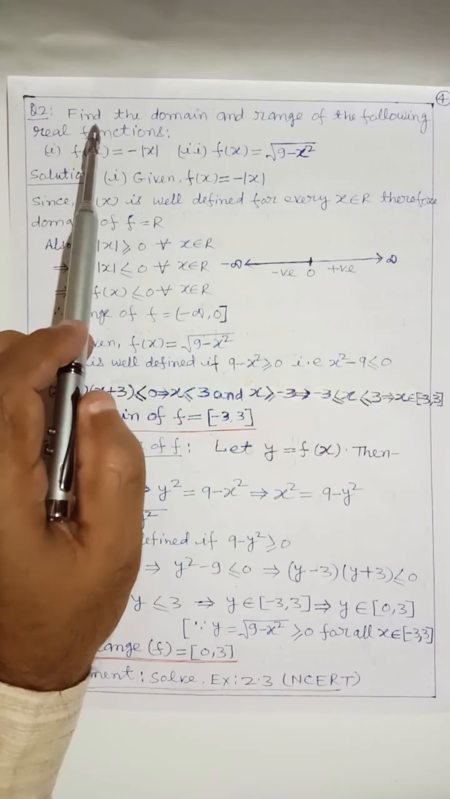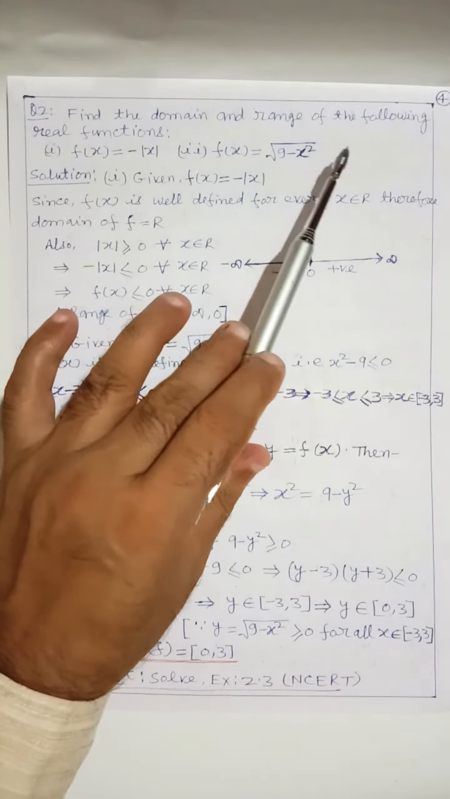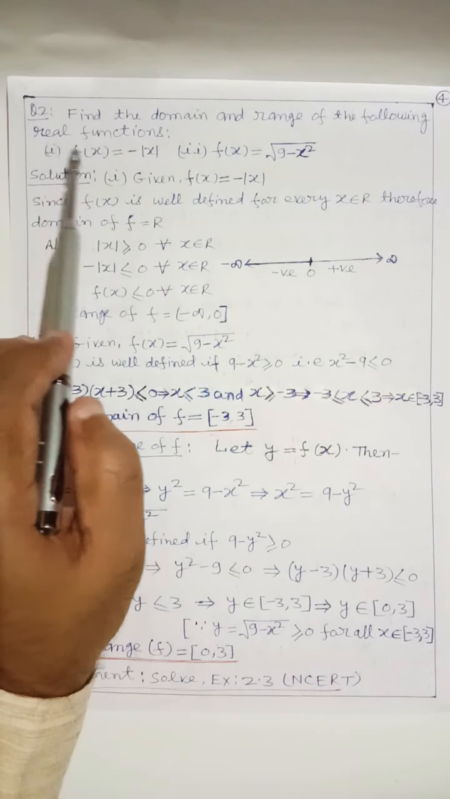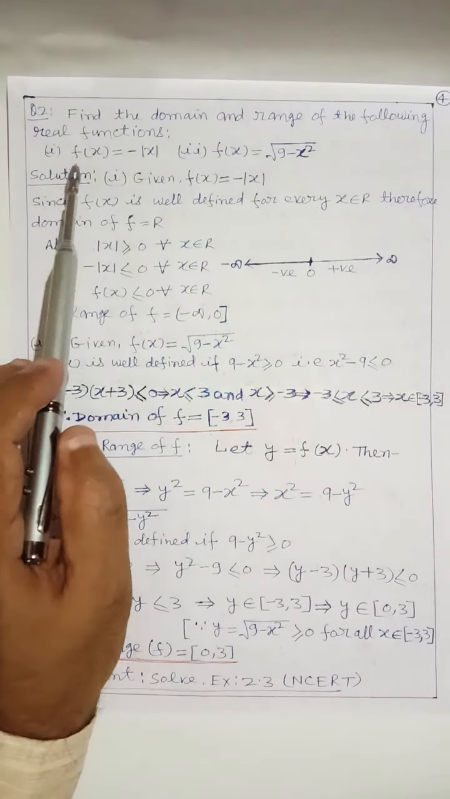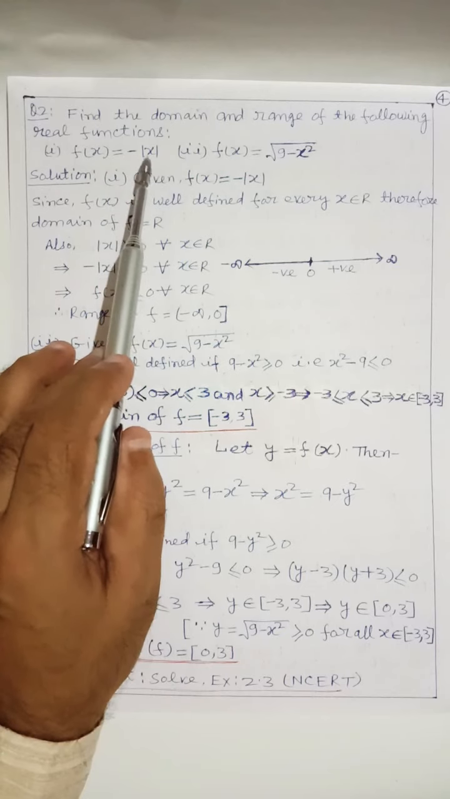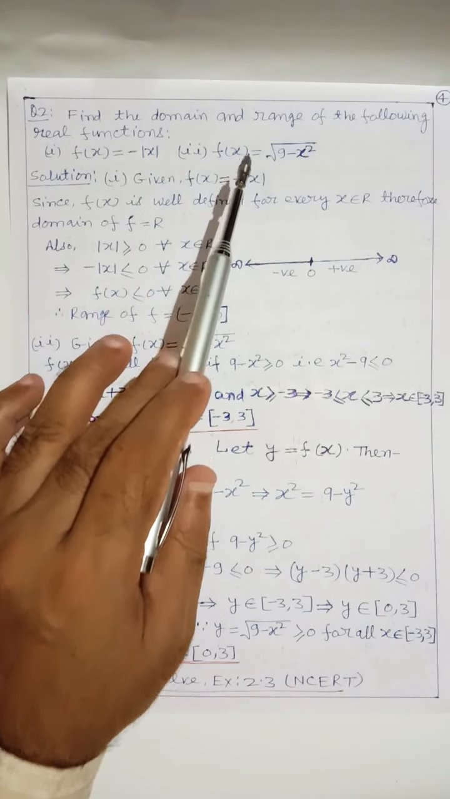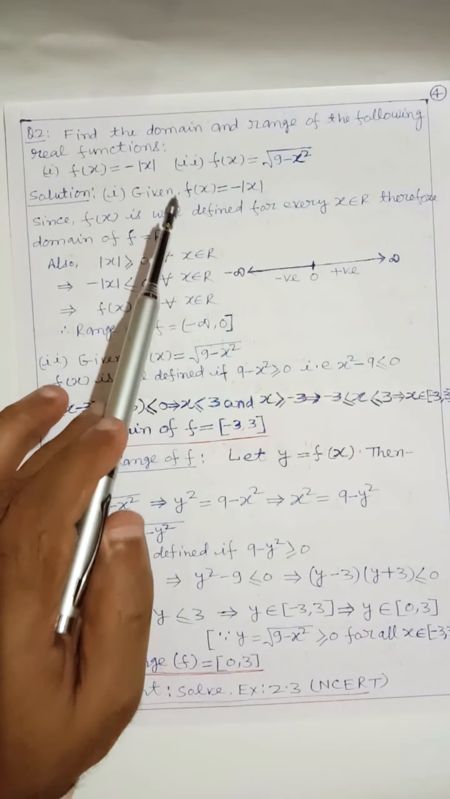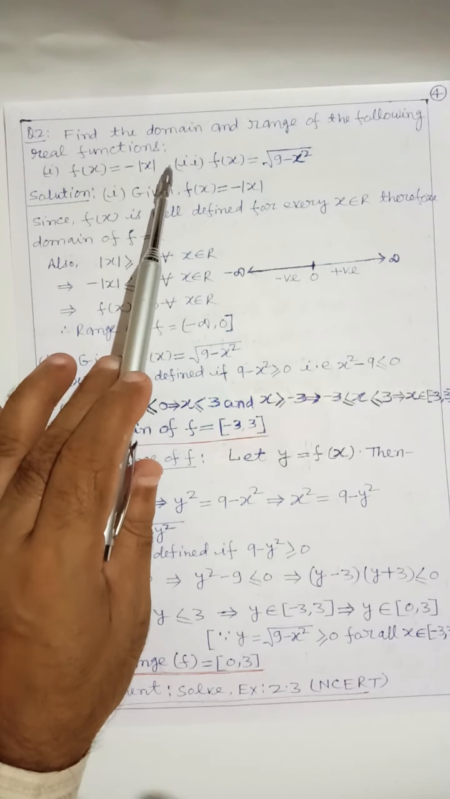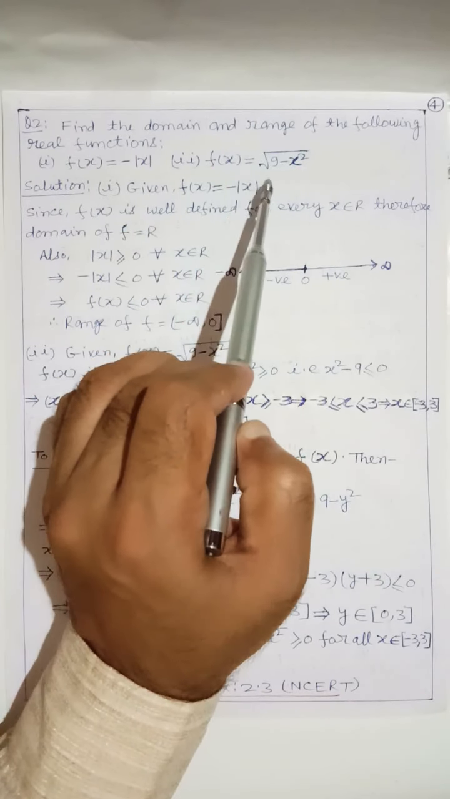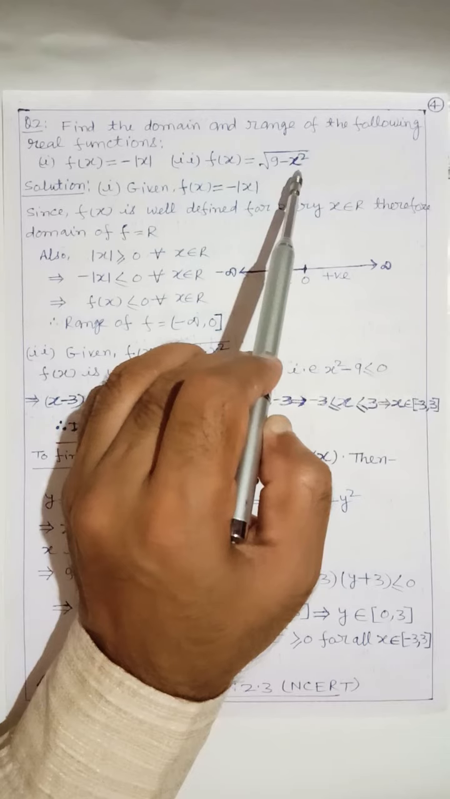Question number 2. Find the domain and range of the following real functions. First, f(x) equal to minus mod of x. Second, f(x) equal to square root of 9 minus x square.